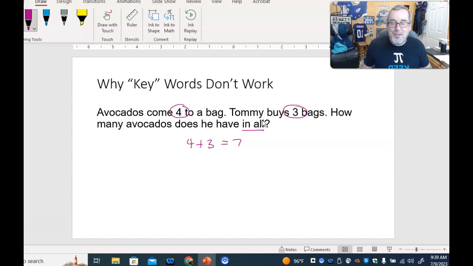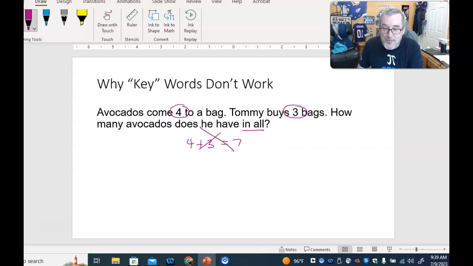They're not really problem solving at all, because problem solving means that we should be thinking about the context and making sense of what's happening, and not just going rote on seeing things like keywords and adding in this case. So let's not do that.